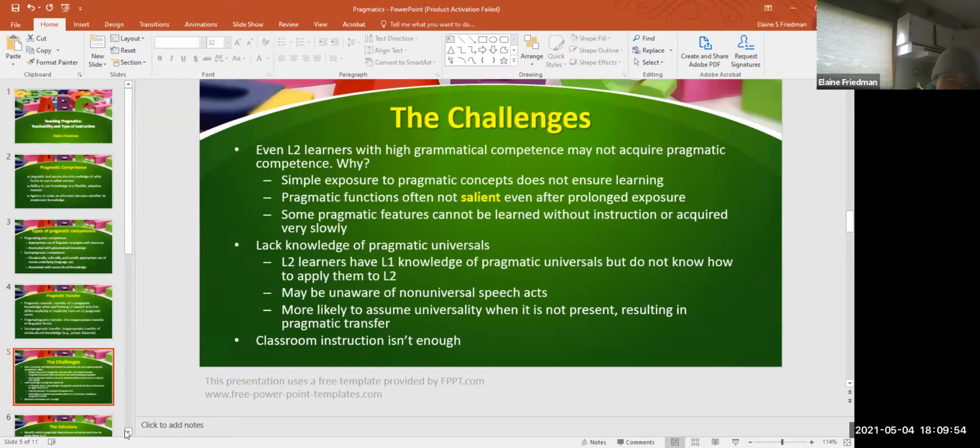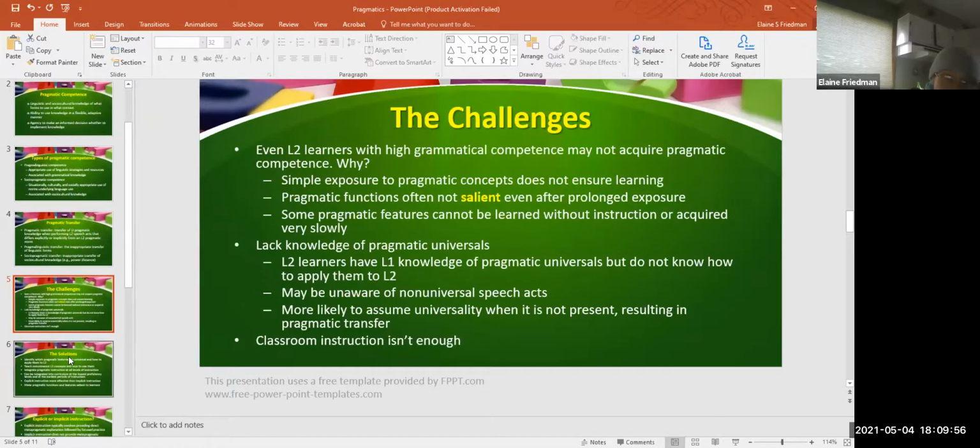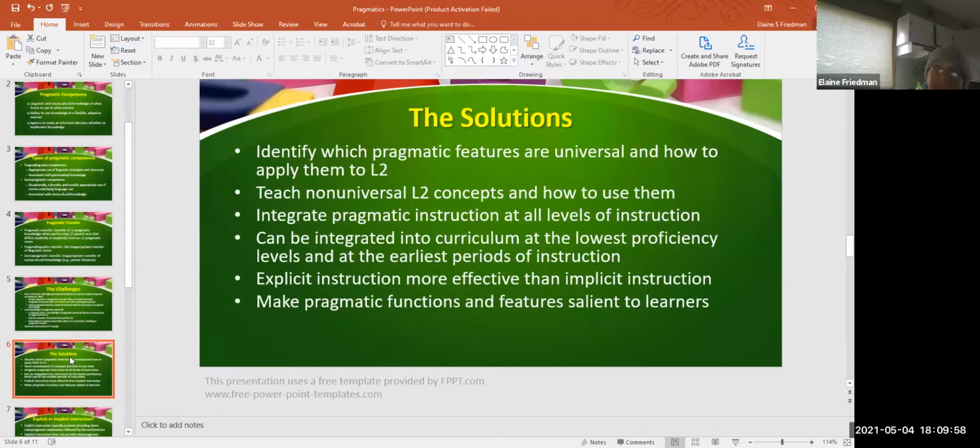Okay, the solutions: identify which pragmatic features are universal and how to apply them, teach non-universal concepts, integrate pragmatic instruction at all levels. Even at the lowest levels, the least proficient learners can be taught pragmatic instruction.